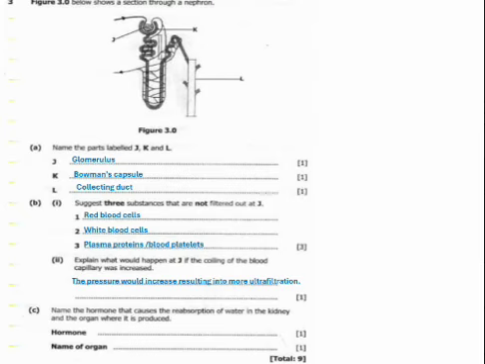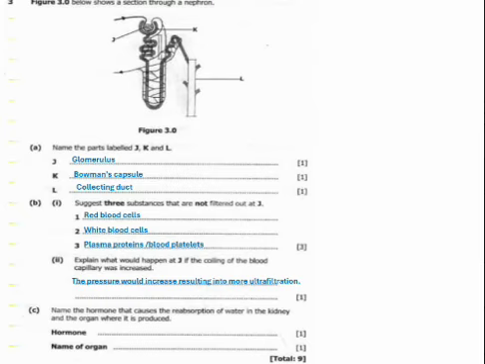Right, let us answer the last question now. Distinction students. Name the hormone that causes the reabsorption of water in the kidney and the organ where it is produced. You know that the reabsorption of water takes place in the loop of Henle. So we have the hormone that is produced when water levels are low.